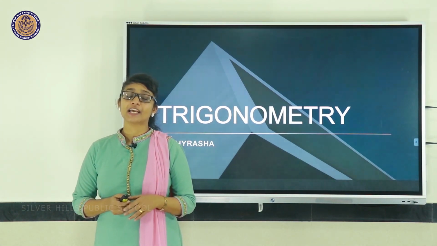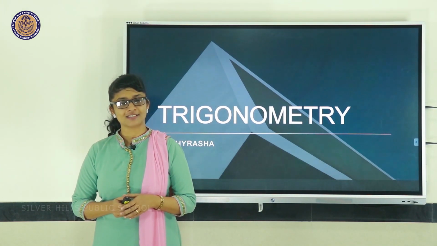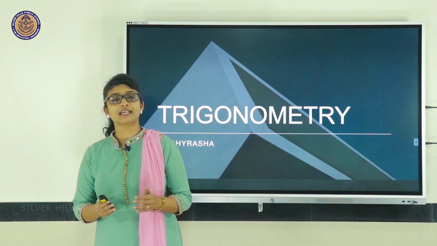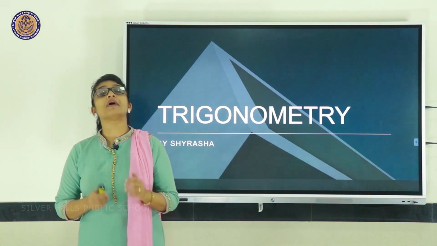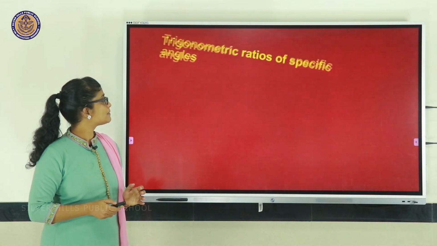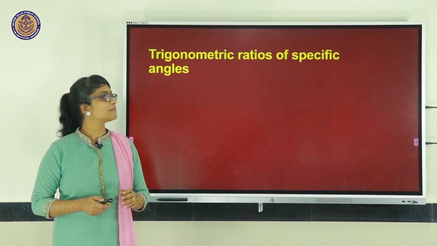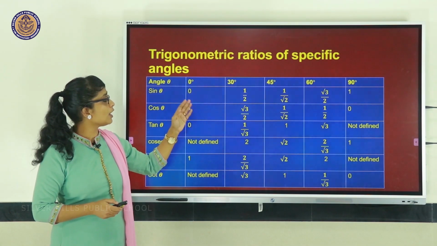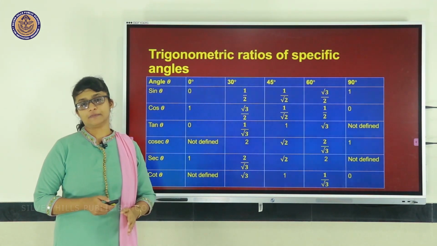In the previous session, we were discussing the trigonometric ratios. Now, in this session, we are going to discuss the trigonometric ratios of specific angles: 0 degree, 30 degree, 45 degree, 60 degree and 90 degree.